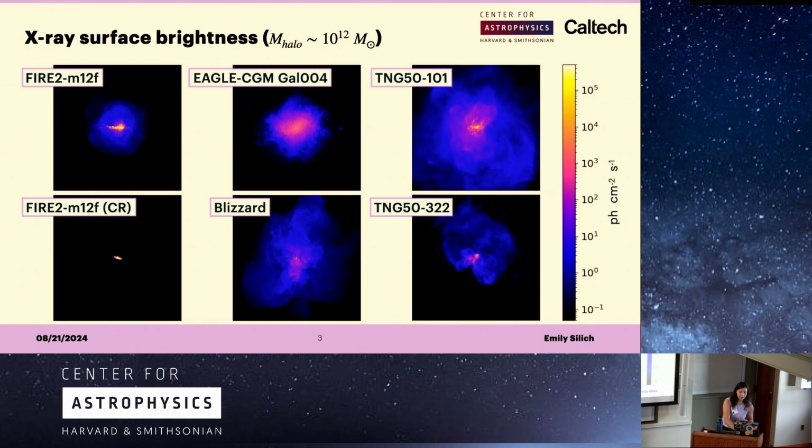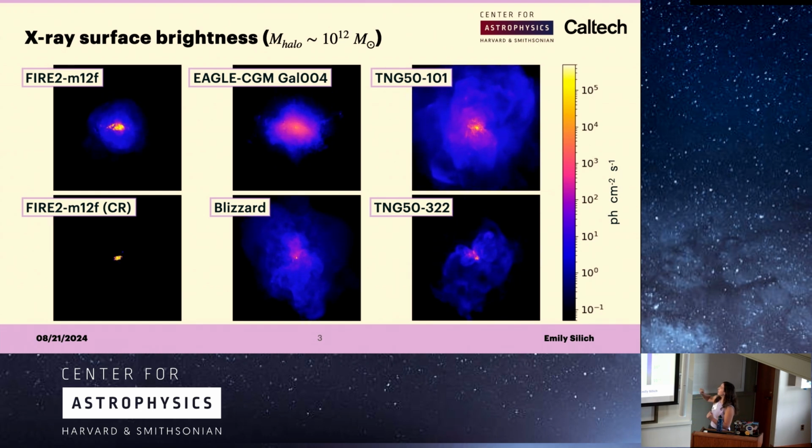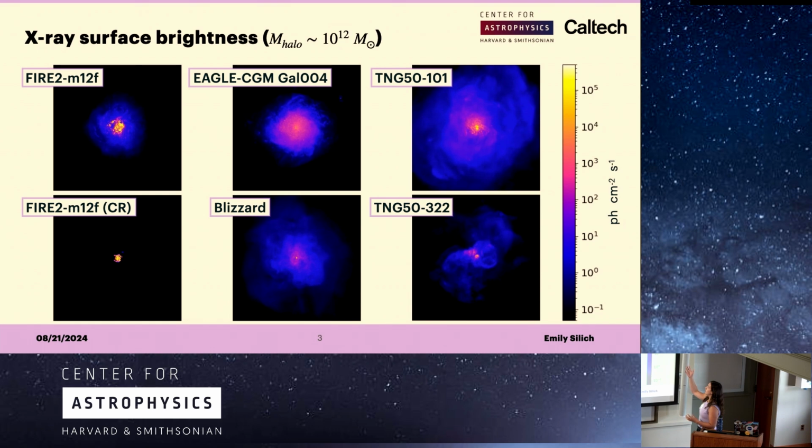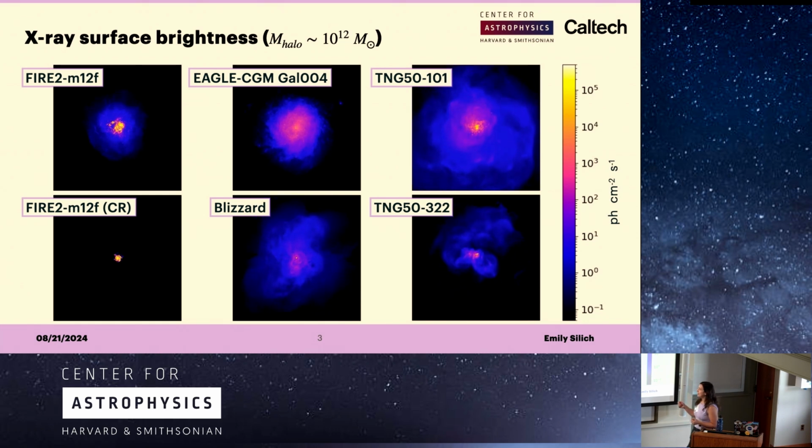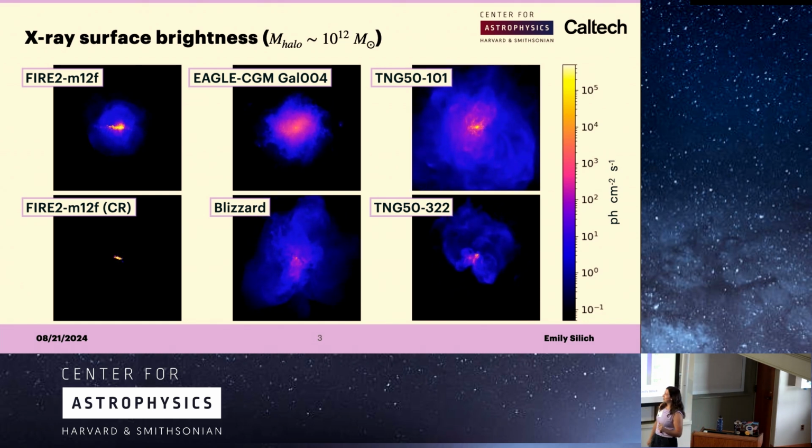I'll play this again. So in TNG, we have these very extended, very diffuse halos. We've got lots of substructure going on. In contrast to that, the FIRE galaxy with cosmic rays has very, very little X-ray emission. We don't see strong evidence for that hot gas halo like we do in other simulations.